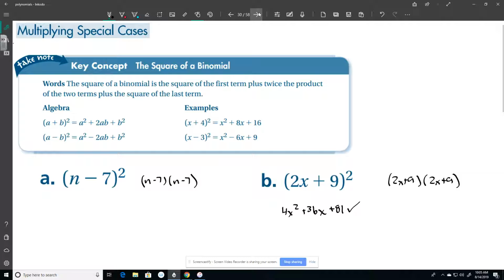The first part of my answer is going to be the first letter. This is my A, remember, this is my B. It's going to be a squared, so it's going to be n squared. My second number is going to be a negative 2 times A times B. 2 times n is 2n, times 7. So you have 2n times 7, so you get negative 14n. And then my last term is just b squared, and 7 squared is 49.